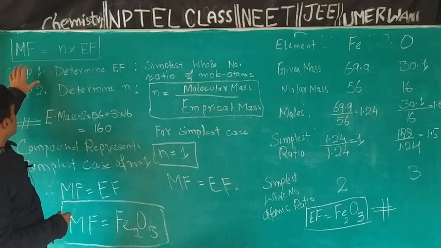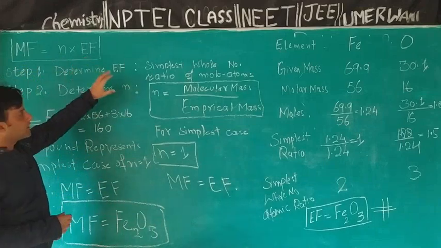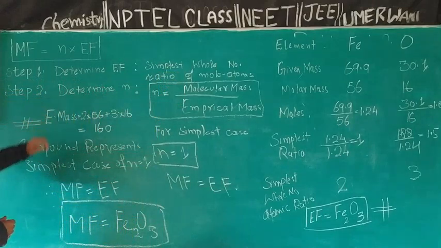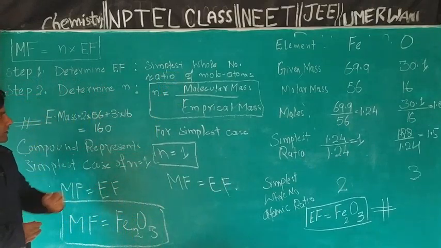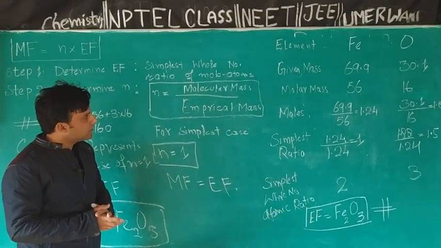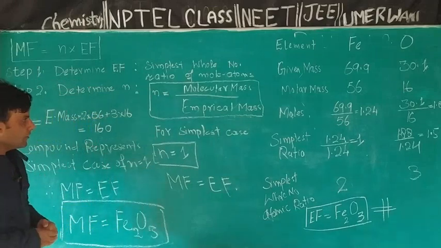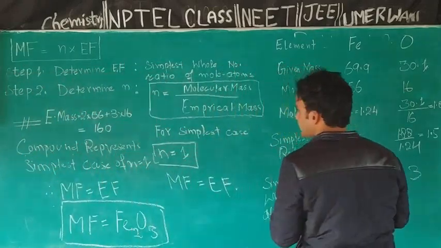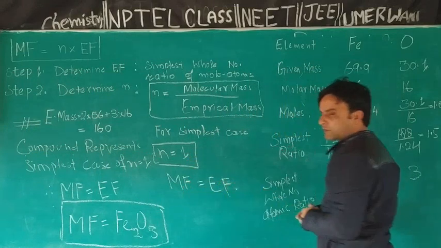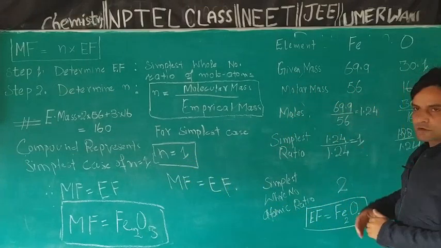From this equation we reckon that determination of molecular formula actually involves 2 steps. First, determination of empirical formula, where we are interested in finding the simplest whole number ratio of mole atoms, and then in the second step we determine n. For determination of n we use this formula: n is equal to the ratio of molecular mass and empirical mass, or n is equal to twice vapor density by empirical mass. And for the simplest case, n is equal to 1, and the molecular formula of the compound will be same as the empirical formula. I used these ideas in order to solve this numerical problem.